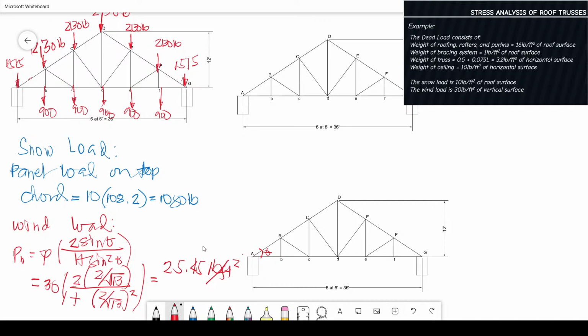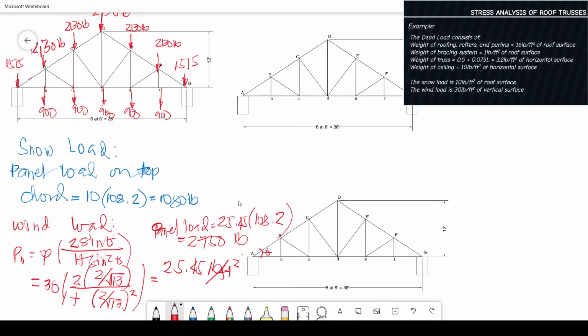This is still in roof surface. It's pound per square foot, but we're looking for pounds, so we have to multiply this by 108.2, also in roof surface. So our panel load is 25.45 times 108.2, which is equal to 2,750 pounds. Okay, so now we have the panel load.